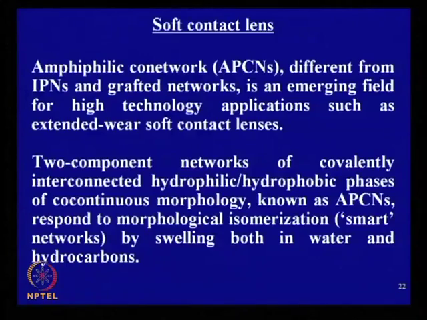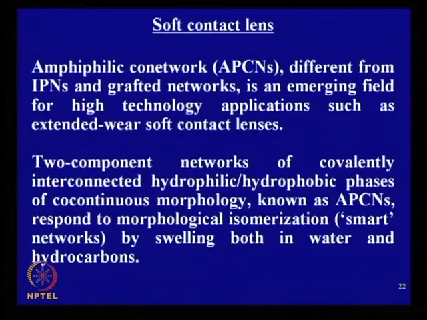It is a little contradictory, no, because you have added both the things. So, it will show a limit of swelling. If it is purely hydrophilic, it will swell to a very high extent. If it is purely hydrophobic, it will not swell at all, but if it remains in between, it will swell both in water as well as in hydrocarbon. That characteristic has been developed in such a network.